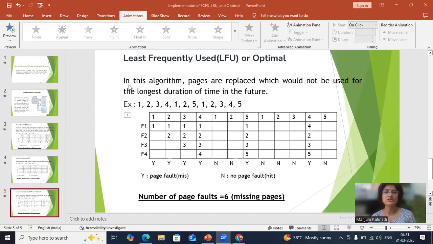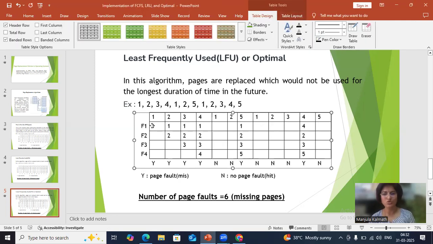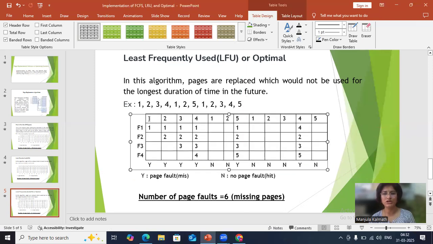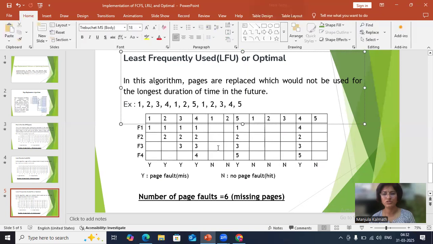So in this algorithm, pages are replaced which would not be used for the longest duration of time in the future. That is, the page that is not used for a long time in the future will be replaced with the current page when there is a page fault. Here we have one example. I'll remove all these values and show how the working process of this algorithm is carried out.